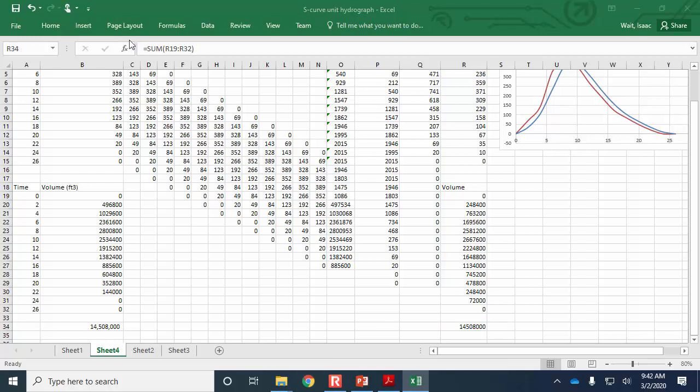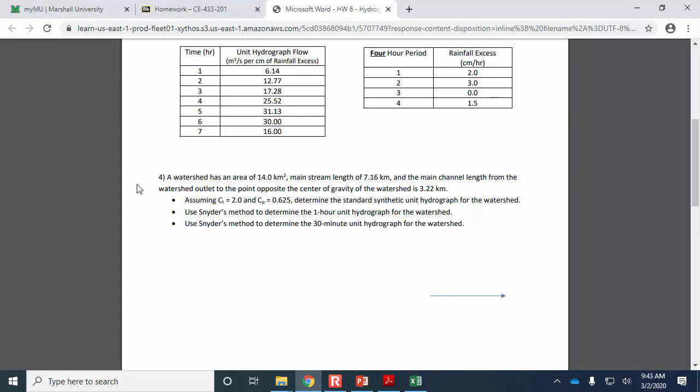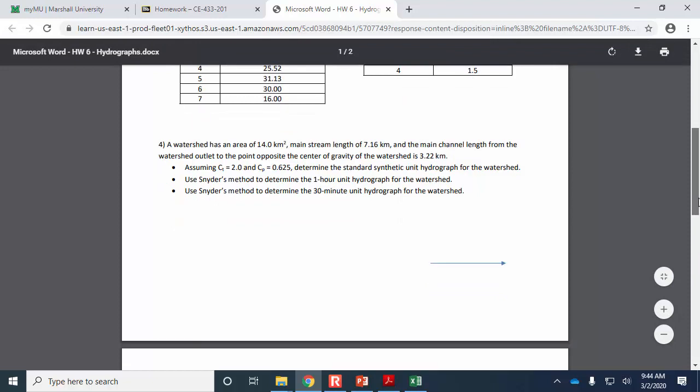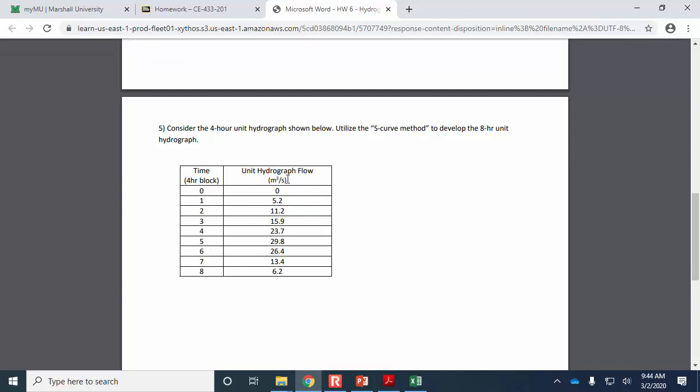So let's take a look at the homework assignment. All right, so here is a Snyder method homework problem, and what you can do is use the procedure and the example that I give you for the Snyder method to do that one. And then this is a given 4-hour unit hydrograph, and I'd like you to transform it into an 8-hour hydrograph using the same basic procedure that we just went through today. The only difference being here that these are SI units, but that doesn't affect anything. The structure of the procedure is the same.